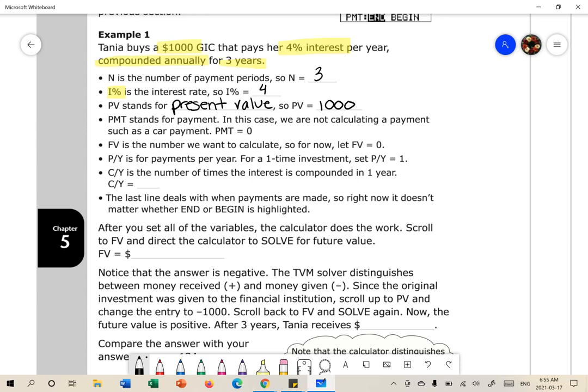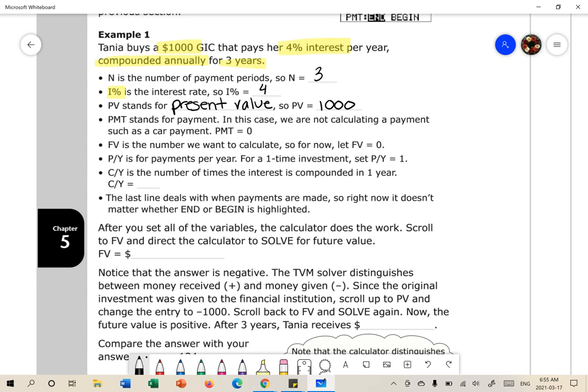PY stands for how many payments per year. So Tanya is not continuing to invest more and more money into her GIC. She just puts in the $1,000 at the very beginning and then lets it grow. So she only made one payment. So that's why we're setting PY to equal to 1.